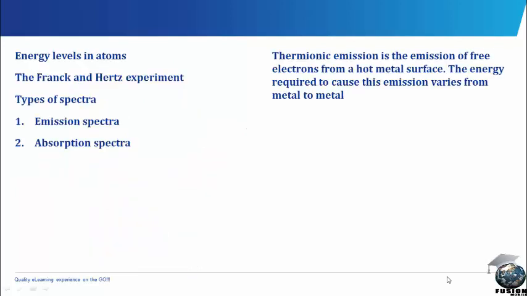Energy levels in an atom. As we know, an atom is made up of the nucleus, which is the internal part of the atom, and the shell. In the shell, we have different shells: K, L, M, N shells, or orbitals. In each shell, there is a different energy level. Then we'll have the Franck-Hertz experiment, which I would like you to look into properly. Before we go into that, let's look at types of spectra.